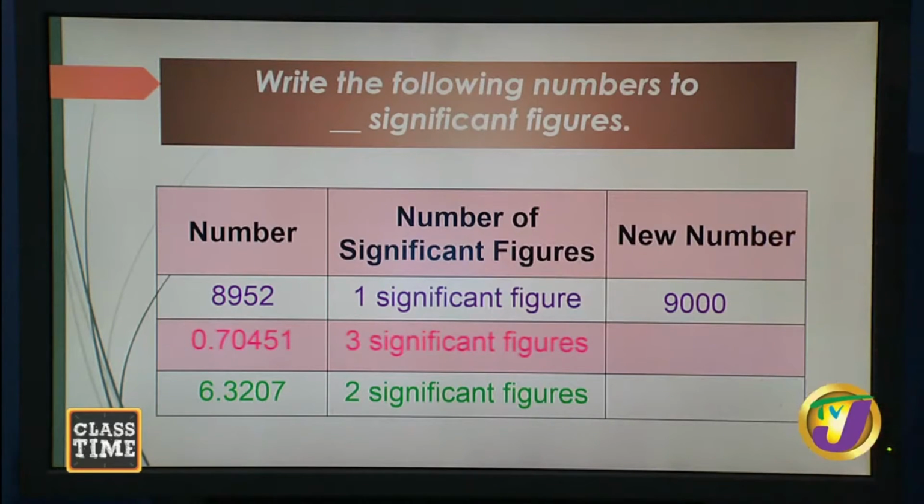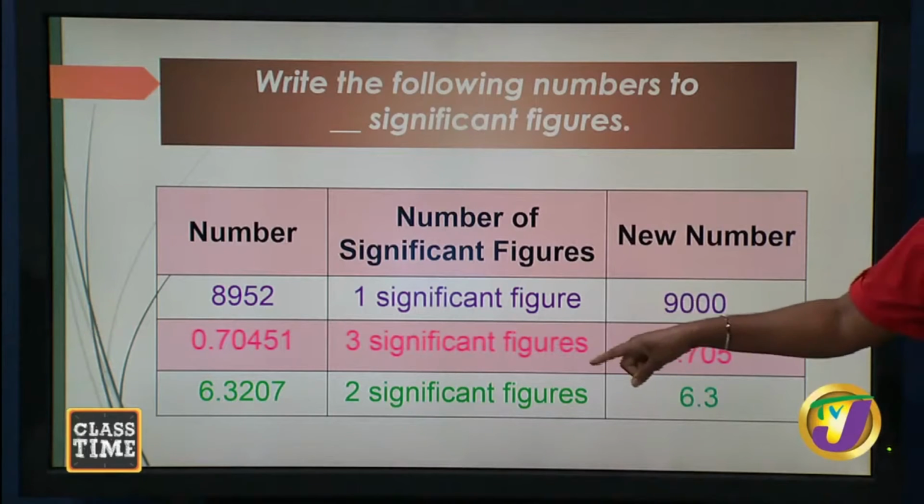7. Okay, so we're counting 7, 0, and 4. But what about that 5 that comes after the 4? Does that affect it? It would affect my rounding because it's halfway. That 5 would be halfway to the next hundredths. So that would give us 0.705.